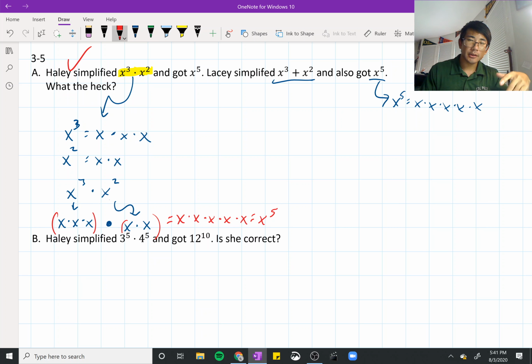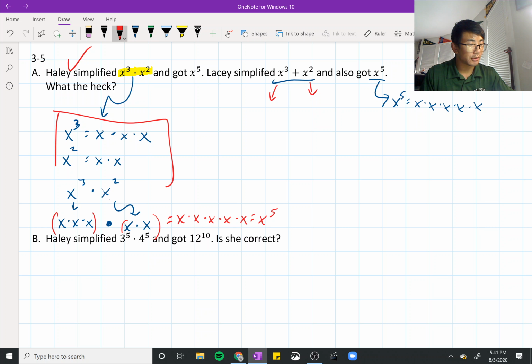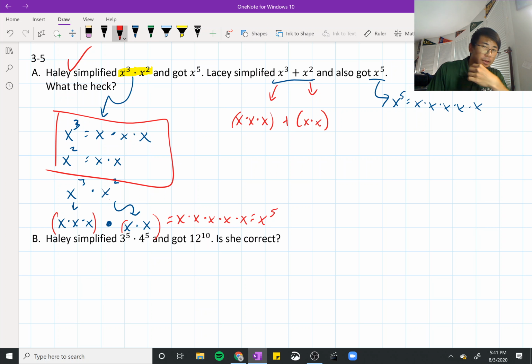But let's take a look at what Lacey did. So Lacey, like we said, has x cubed plus x squared. But if I substitute those in with what we saw over here, this would really mean x times x times x plus x times x. Now, is this the same as saying x times x times x times x times x multiplied? I don't quite think so, right?